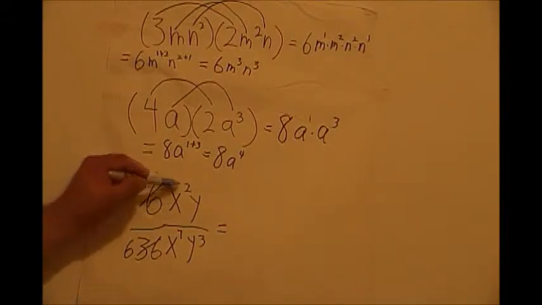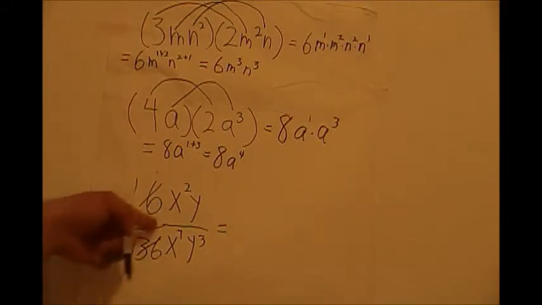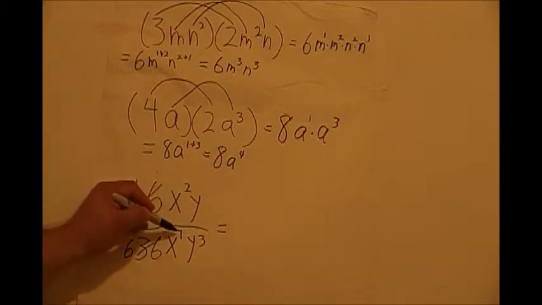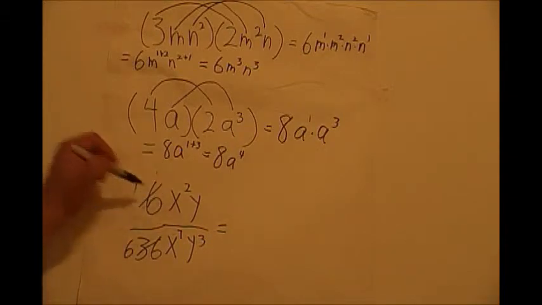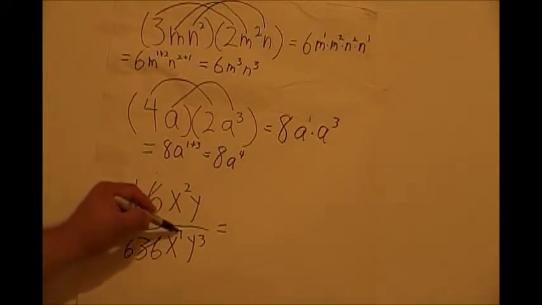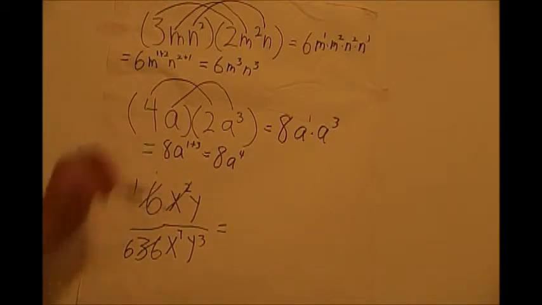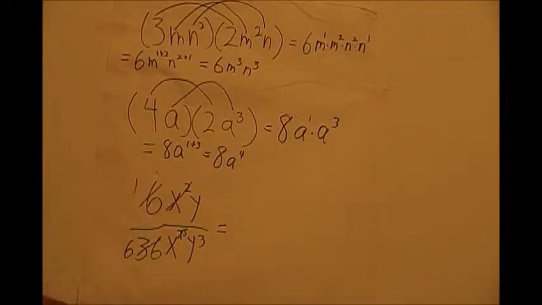Alright, what about here? We have x squared over x to the 7th. We can do some cancellation here too, can't we? What we can do is take the greater power and subtract the lesser power from it. We have x squared, that's less than x to the 7th power, right? So we can subtract 2 from 7. So this x squared cancels out, and what's 7 minus 2? That's going to be x to the 5th power.